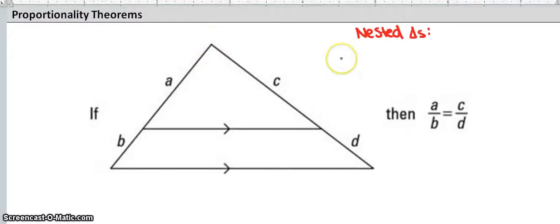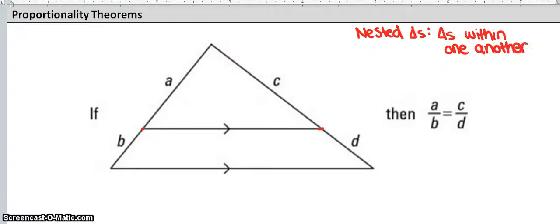So like the formal definition of nested would be the vertices lie on the sides of the bigger triangle or whatever. But you can really just remember nested triangles as triangles that are within one another or inside of one another. However you remember it, you write that down.